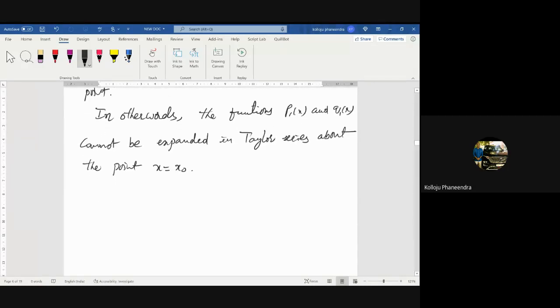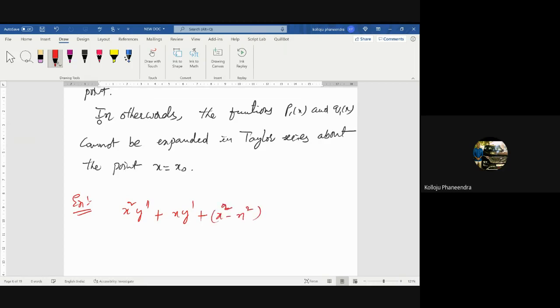Now, to understand this concept, let us see one example. x square y double dash plus x y dash plus (x square minus n square) y equal to 0, where n is a constant. The question may be: classify the singular points of the differential equation.